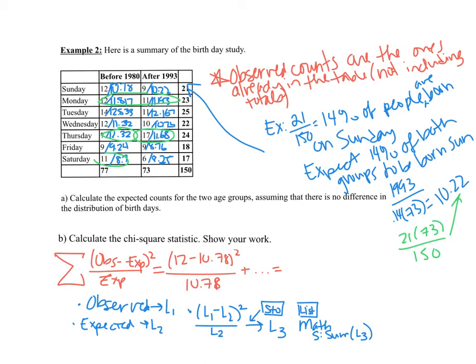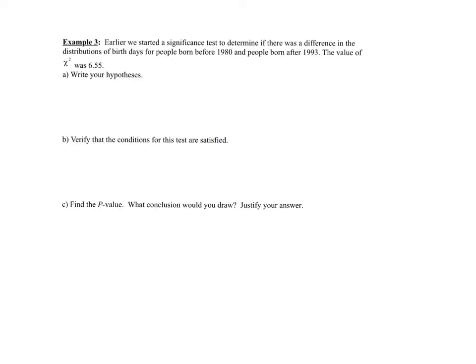Okay, so if you did that, if you did the chi-squared, you should have gotten 6.554. Okay, so earlier I stated that we were doing this test a little bit out of order because actually we're writing our hypotheses in this next part, but we generally actually will do that first.